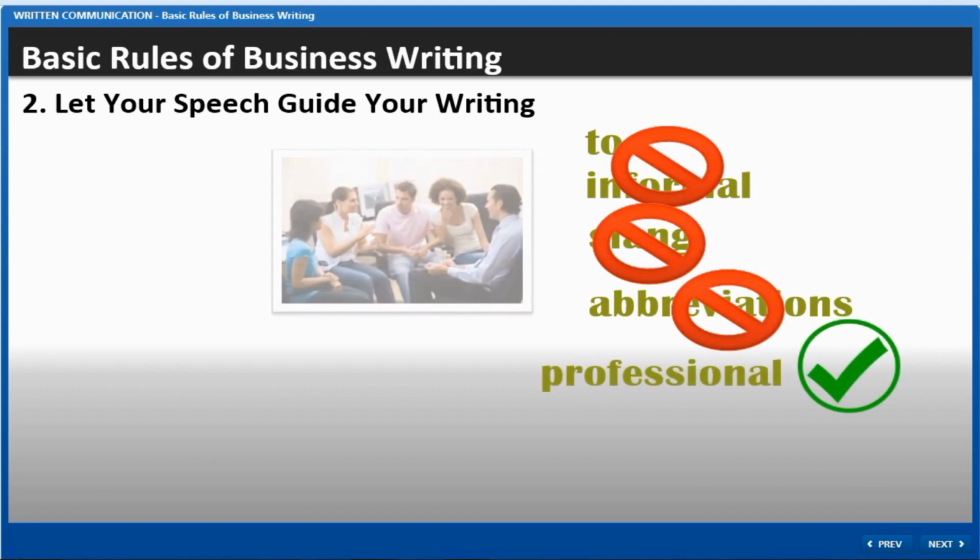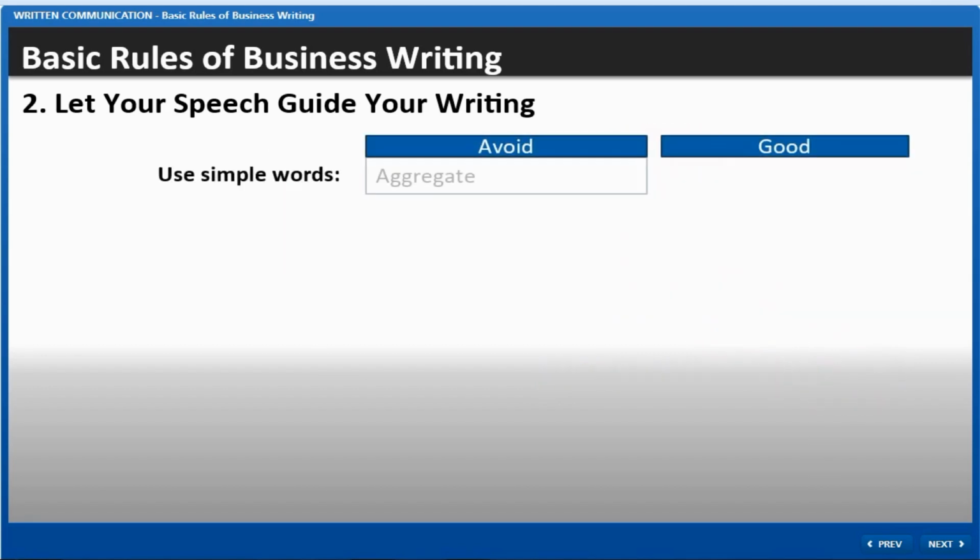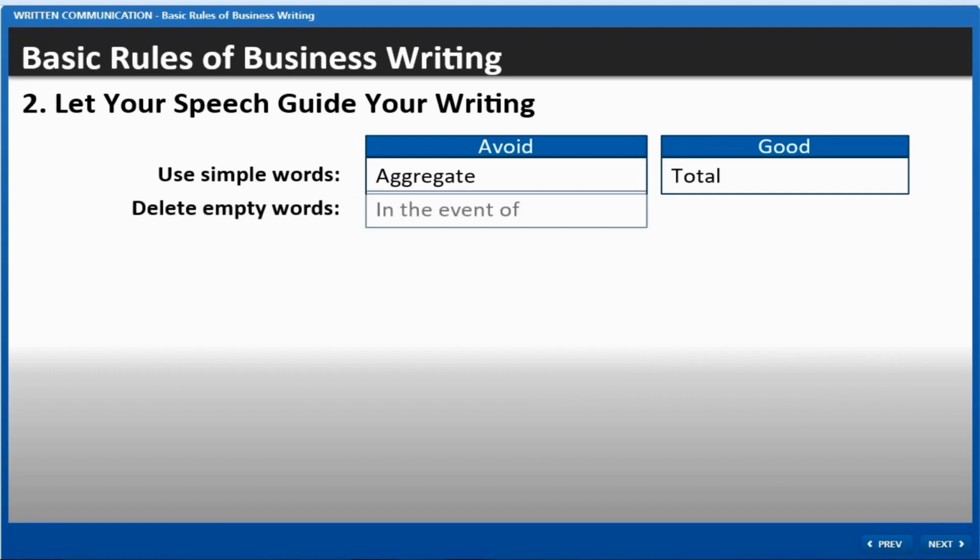Here are some tips to make your writing more reader-friendly. Use simple words. Avoid using a big word when a small one will do. Your readers will appreciate not having to go to a dictionary to look up the meaning of unfamiliar words. Delete empty words. Avoid using a phrase when a word will do. Again, get to the point and reduce the time your readers need to spend to read your communication.